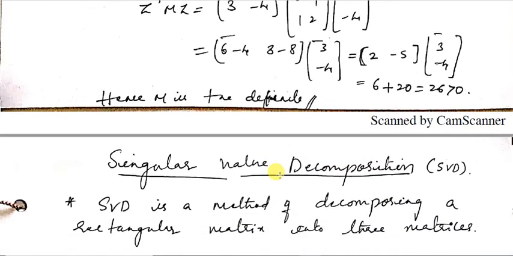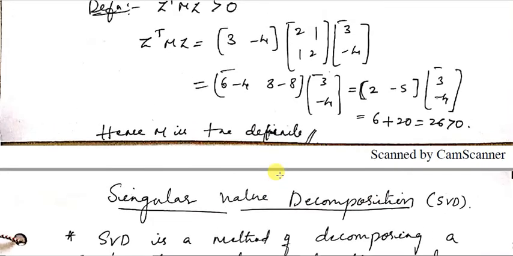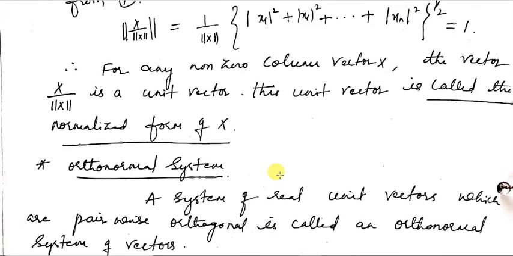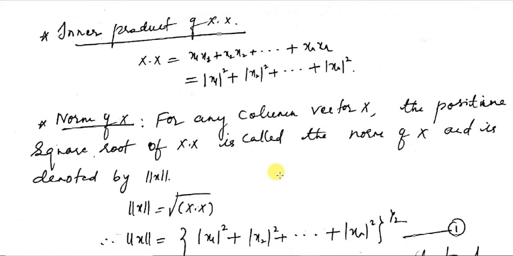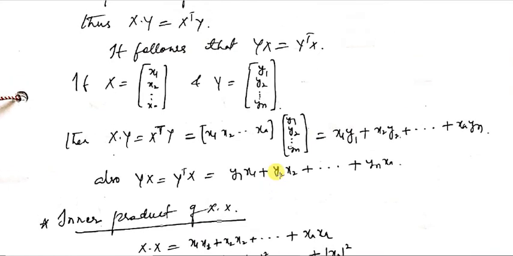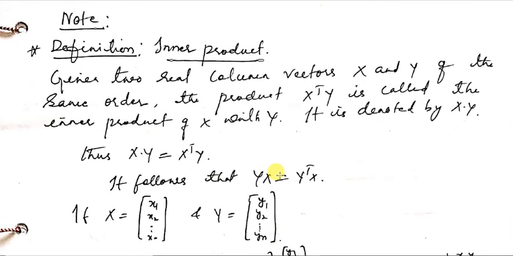Next, moving on to the singular value decomposition with respect to the symmetric matrices. Before defining the singular value decomposition, I just want to briefly recall the inner product of two column vectors, the norm of the two column vectors, and the orthonormal vectors. As we are already familiar with these definitions, let me define them once again.